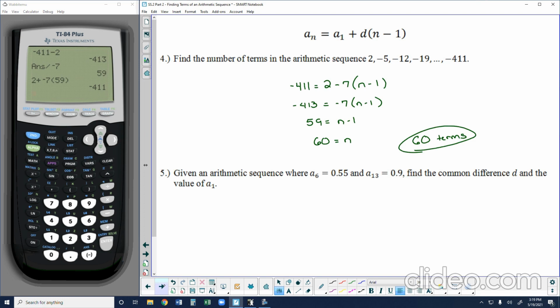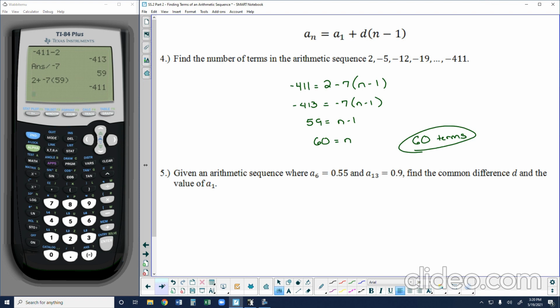Here in problem number 5, it says, given the arithmetic sequence where a sub 6 equals 0.55, so the 6th term is 0.55, and the 13th term is 0.9, find the common difference d and the value of the first term. So in this case, we're actually looking for two different things. But if you think back to systems of equations, we can create a system of equations that we're going to be able to solve here.